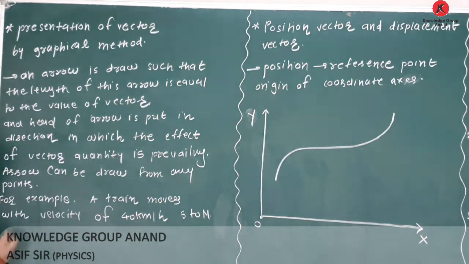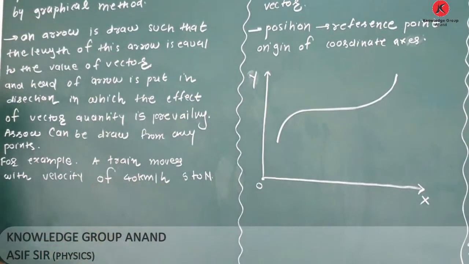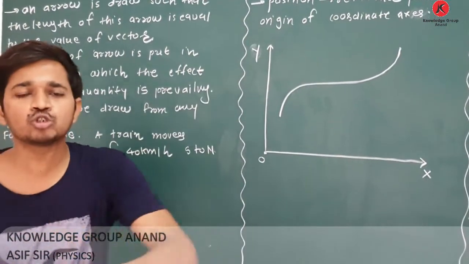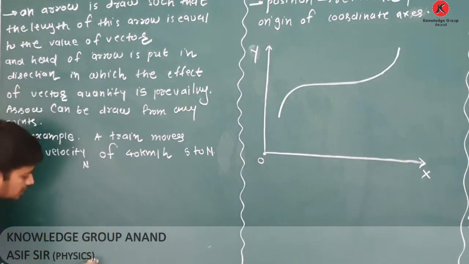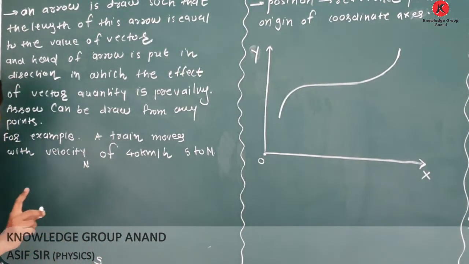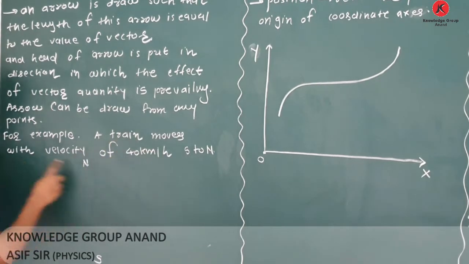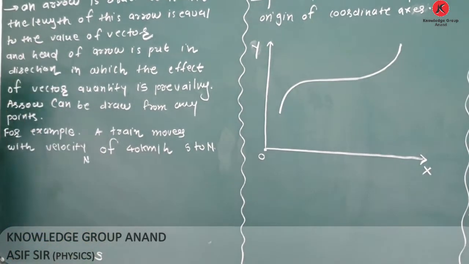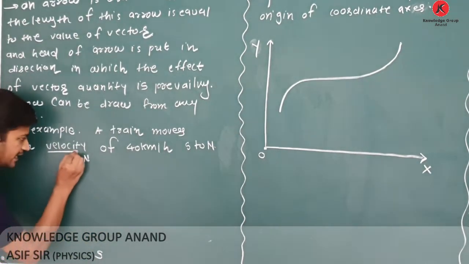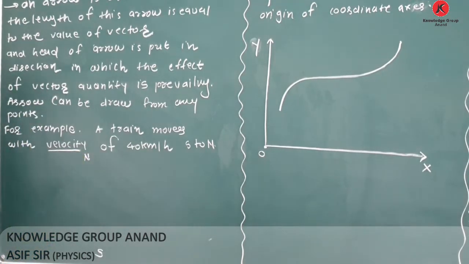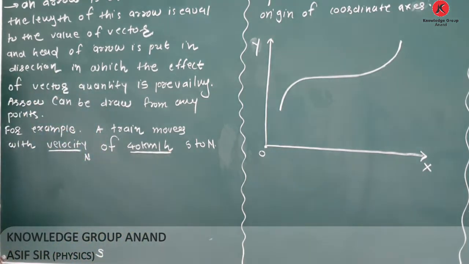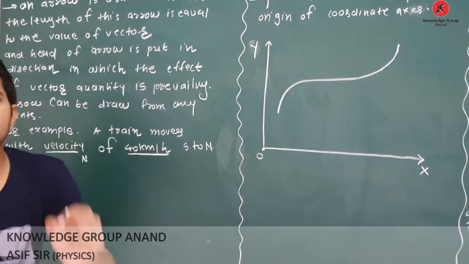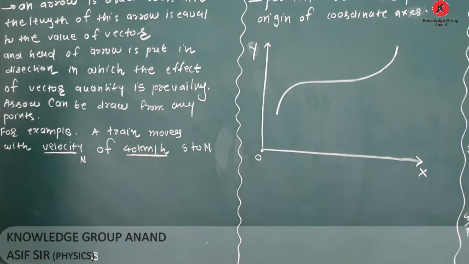I have one example. See, a train moves with a velocity of 40 km per hour from south to north. So see, here it is north, here it is south. Clear about this? Velocity is a vector quantity. Its magnitude is 40 km per hour. So first of all, you have to take some scale.